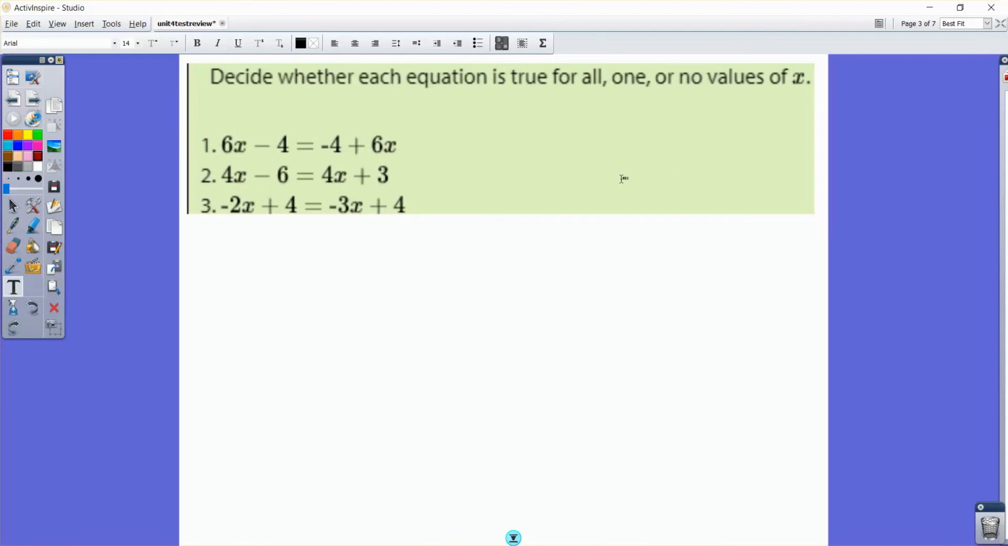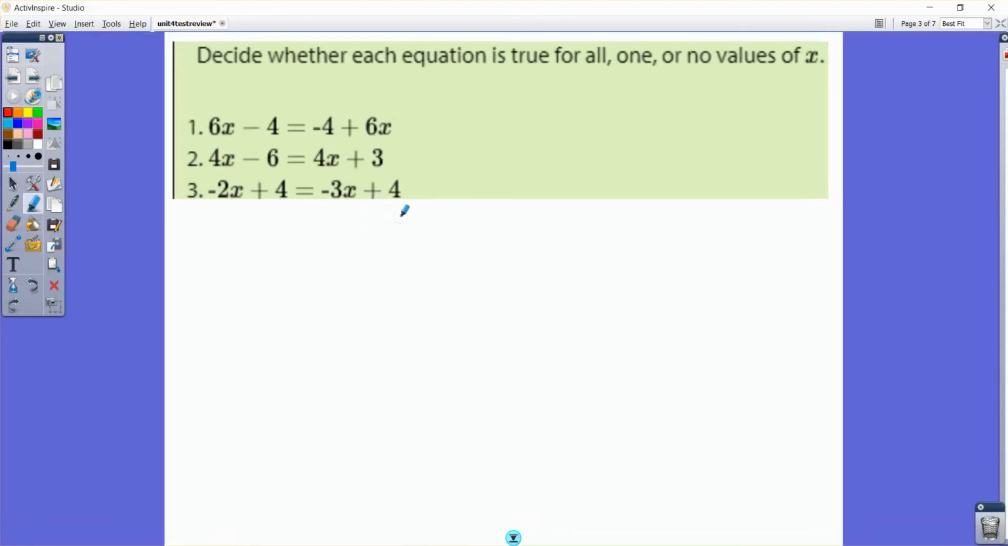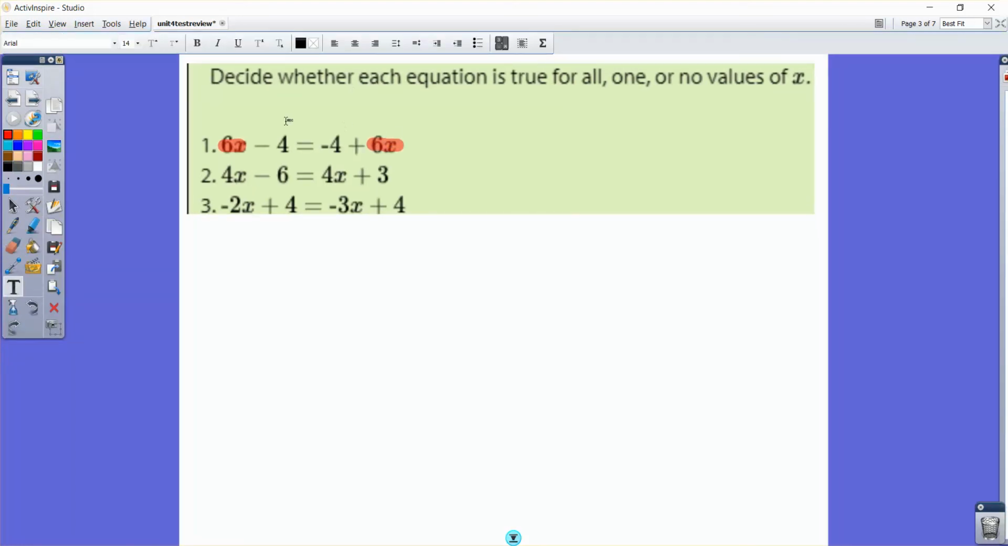And we're going to decide whether these are true for all, 1, or no values of x. So here's a tip for this kind of question. When you're trying to determine how many solutions an equation has, a dead giveaway is if you can spot the same amount of x terms on one side as the other. So because we have 6x over here and we have 6x over here, this is going to cause this equation to drop the x's completely, and you would just be left with negative 4 equals negative 4. Well, if we end up with a true statement, that means that there are infinite solutions.